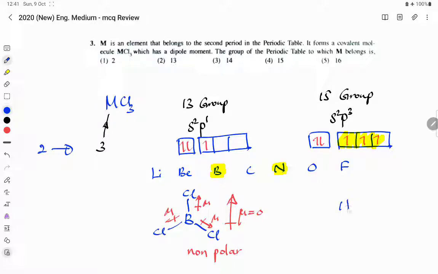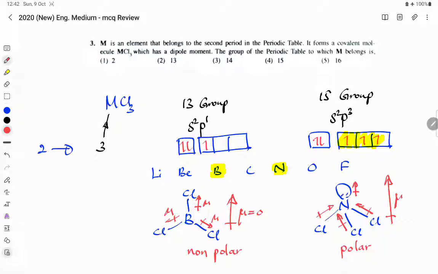Now when we consider NCl3, it will be a pyramidal molecule. It has a lone pair here. When we mark the dipole moments, nitrogen withdraws electrons, therefore the direction is from chlorine to nitrogen, because nitrogen is more electronegative. This lone pair has a small dipole moment there. So the resultant dipole moment will be from the chlorine side to the lone pair side. So it has a dipole moment, so this will be a polar molecule.